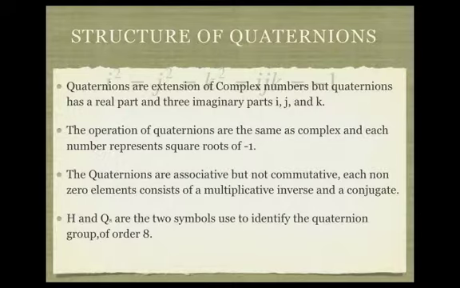Quaternions are associative but not commutative, which simply means they are non-abelian. Just for reference, in case we talk about that. They have a multiplicative inverse and a conjugate. The letters used to represent quaternions are H and Q. H was named after Hamilton for his invention, and the quaternion group has an order of 8.